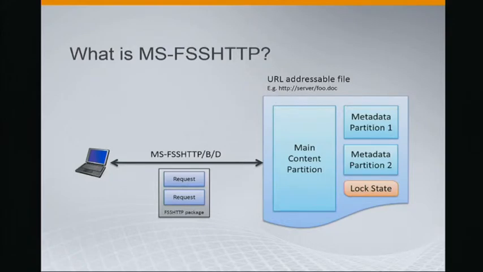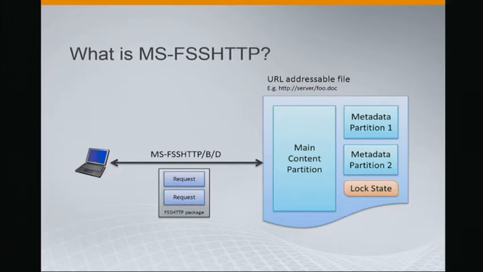So there again, you can see you've got this package of requests that can go back and forth to the server. On the service, we actually needed to define more than just a traditional file in terms of a stream of data. And this is what we refer to as the file model. And it contains, obviously, the main content of the document, which we call a content partition. So that's the XML of the PowerPoint slide deck or the Word document.